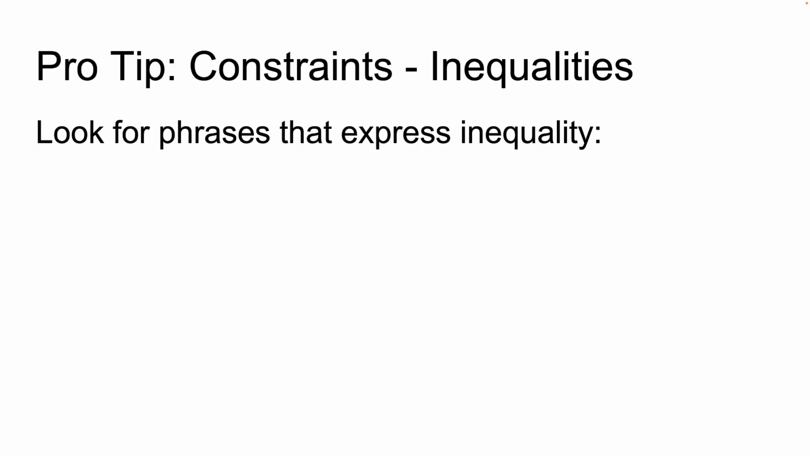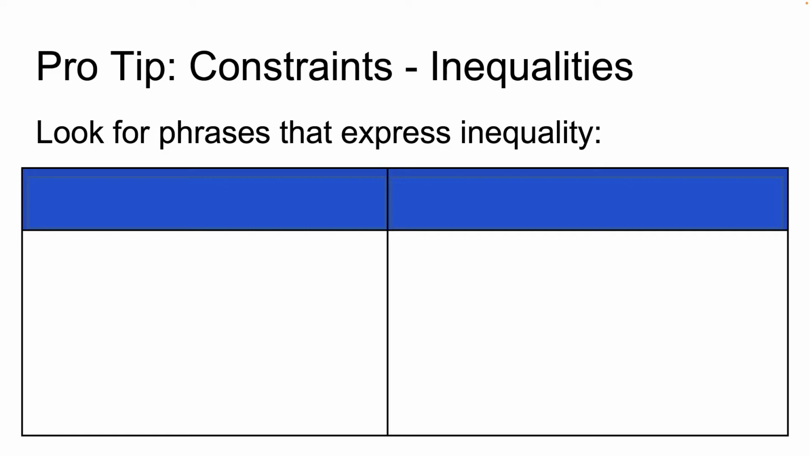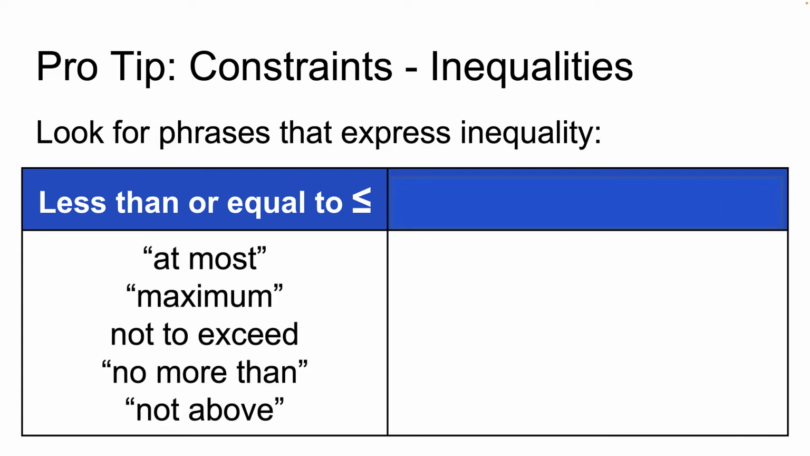So when you're reading the problem, look for phrases that express inequality. Here are some of the most commonly used phrases, but this list is not exhaustive. For phrases that imply less than or equal to, look for phrases in the problem such as at most, maximum, not to exceed, no more than, or not above. The phrase maximum can often trip up students. You can maximize the objective function, but the word maximum may also be used in terms of a constraint. You might have a maximum amount of materials to use to produce an item.